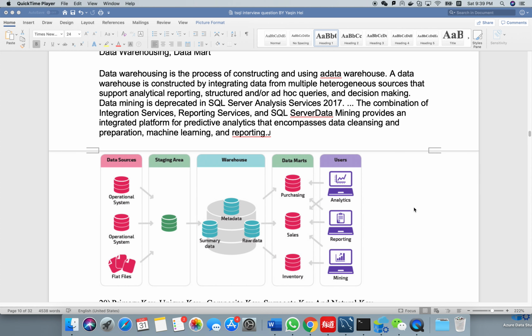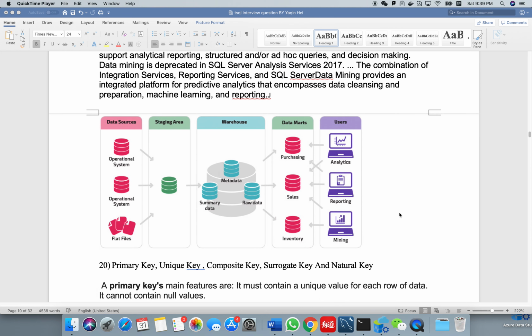Data mart. Here is the picture which shows the data warehouse with the data sources from OLTP, and then we stage the data and send it to the warehouse. For example, a company has a company database. A company usually has a purchasing part, sales part, and inventory. So every subset of the data warehouse is a data mart.